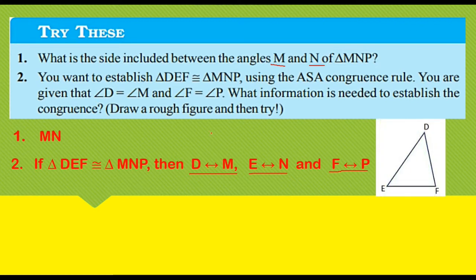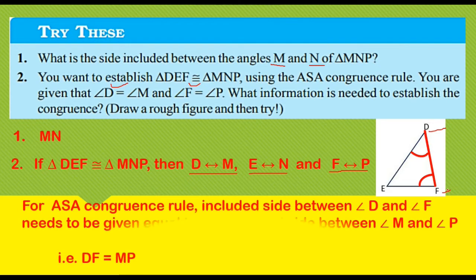So here we can see angle D and angle F are given equal. So if angle D and angle F are given equal, what extra information is needed to establish the ASA congruence rule? Two angles are given, we need only the included side. So the included side is DF and DF is corresponding to MP. So here is the answer. You can see DF is equal to MP.